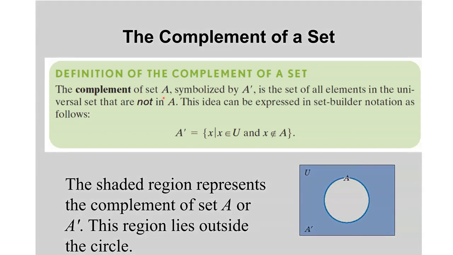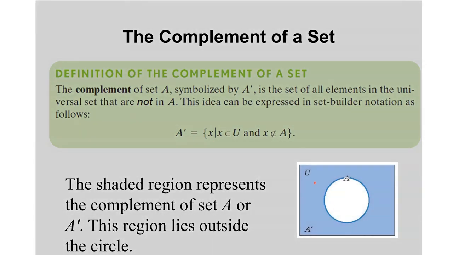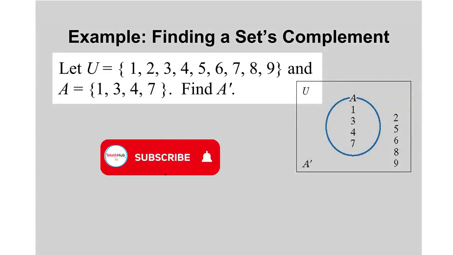The complement of set A, symbolized by A prime, is the set of all elements in the universal set that are not in A. This idea can be expressed in set builder notation as follows. So A complement, or the complement of A, is the set of all elements in the universal set but are not in A. So using the Venn diagram representation, we are actually referring to the region outside of A. So this blue region here, the shaded region that lies outside of the circle, is A prime, or the complement of A.